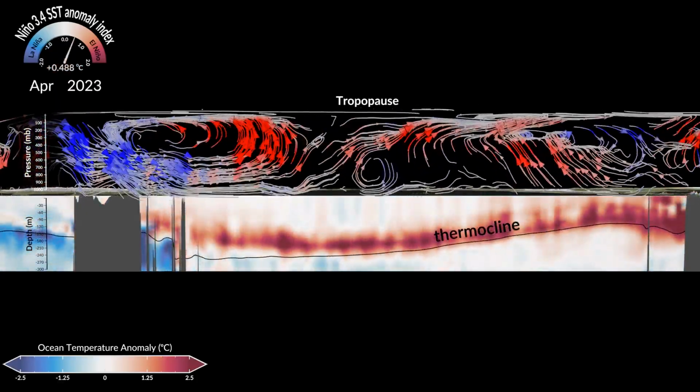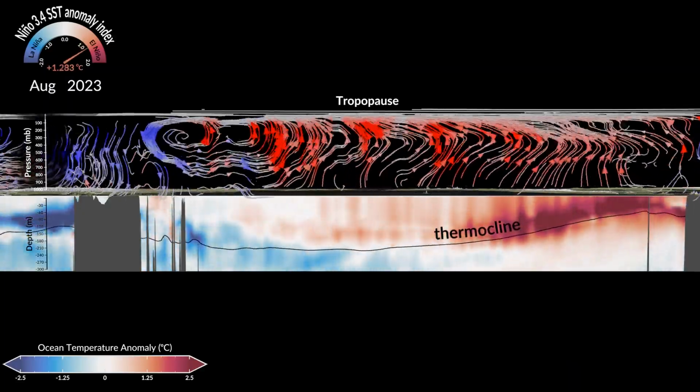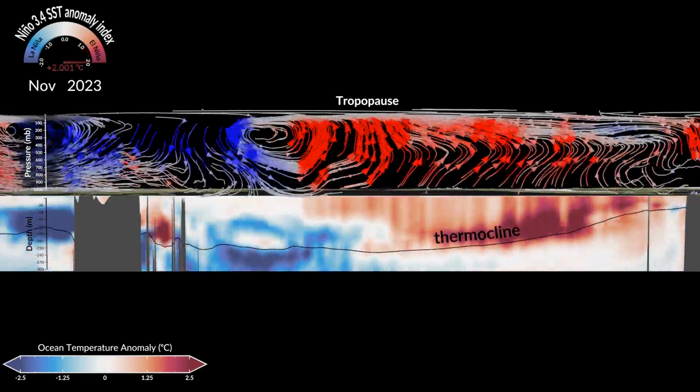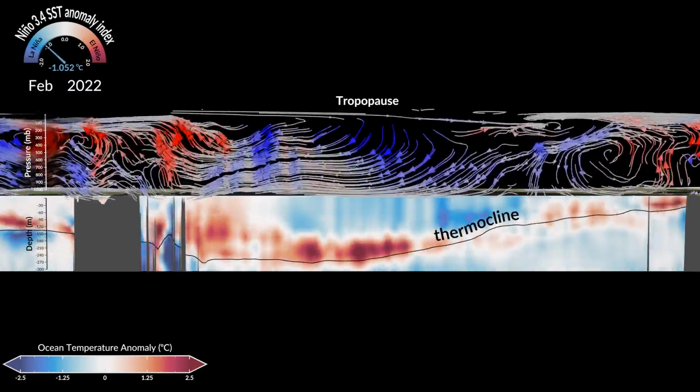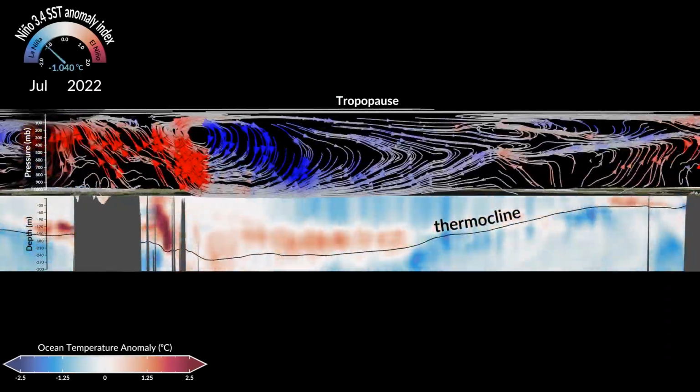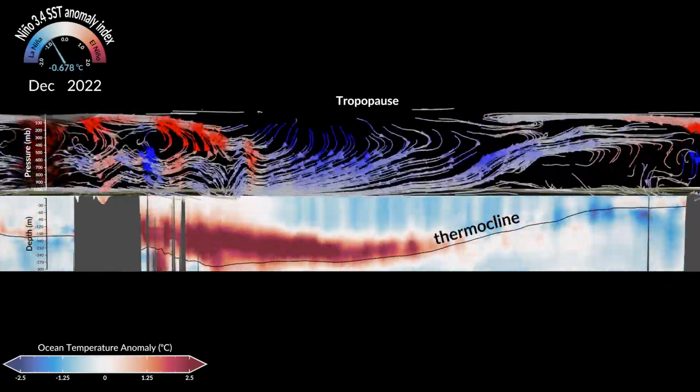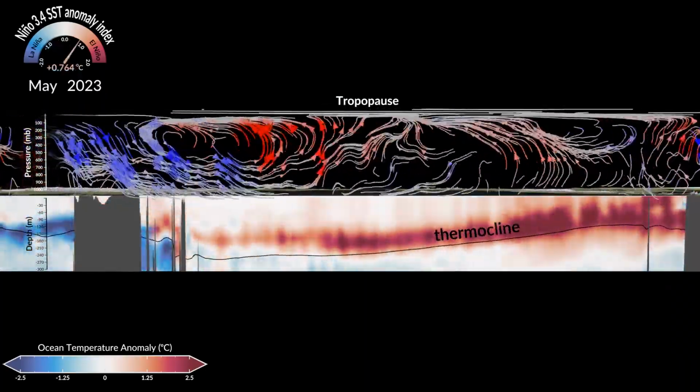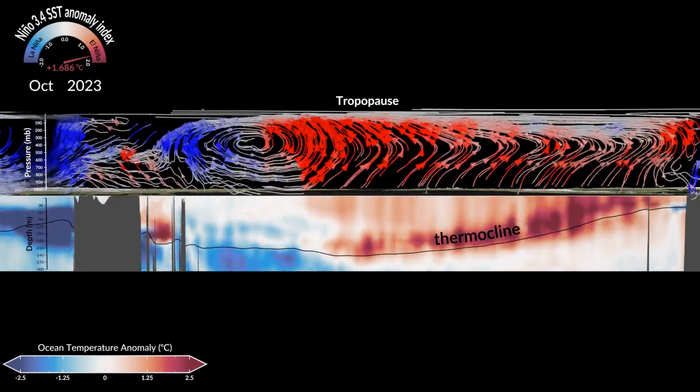Starting March 2023, this cycle breaks down. The surface trade winds weaken, the warm water anomalies spread eastward, and therefore the convective rising branch of the Walker circulation shifts to the Central and East Pacific.